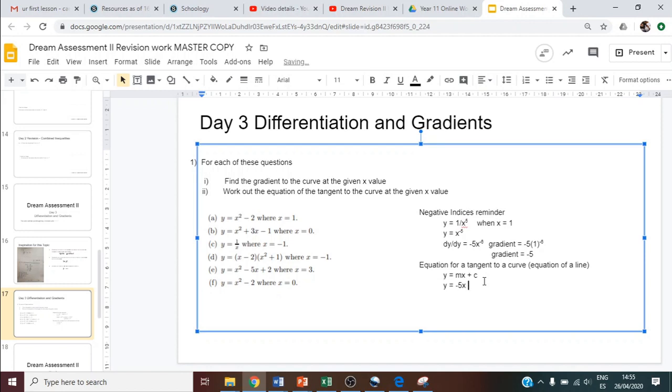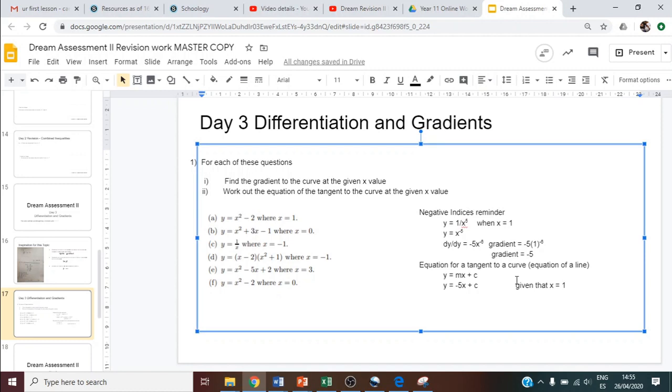We don't know what the y-intercept is, and we don't really have a way of figuring it out from the equation of the line, but we do have the x value. If we can find the y value, we substitute it in there, and we can work out what the y-intercept is. So given that x equals 1, let's work out what y is.